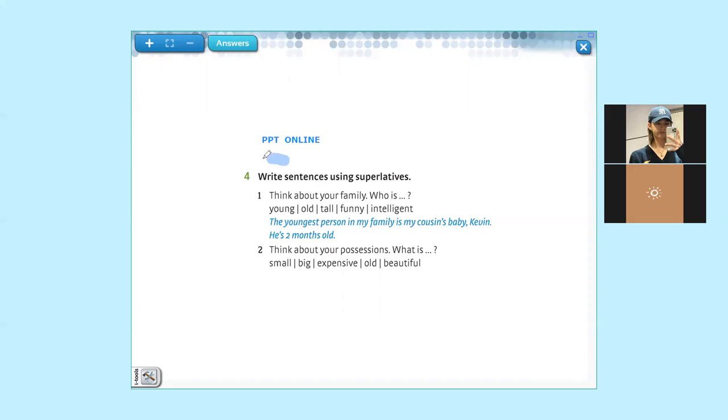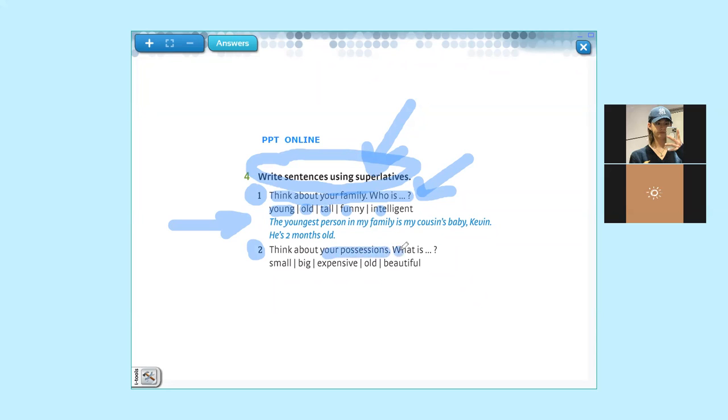Okay. Right. Continue. In this case, we have the sentences using the superlatives. You are going to think about your family. You are going to talk about your family. You are going to use young, old, tall, funny, intelligent. And here you have an example that you can follow. Remember, what is the task number 1? Think about your family. And you're going to write superlatives. In the number 2, continue, miss. Number 2, think about your possessions.